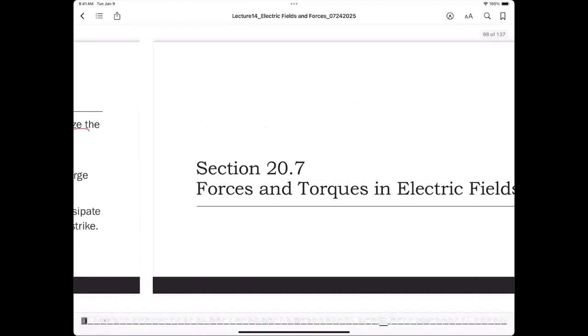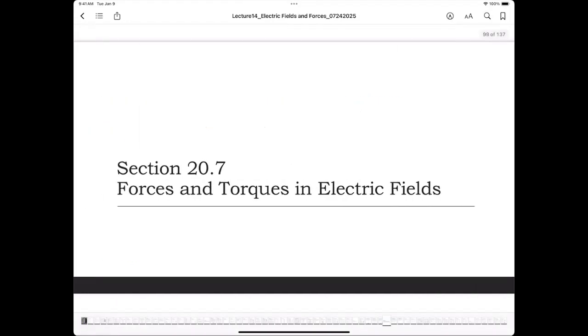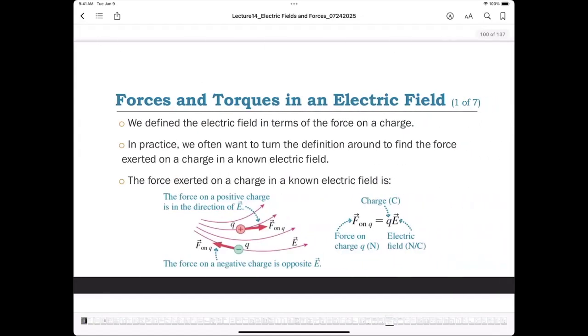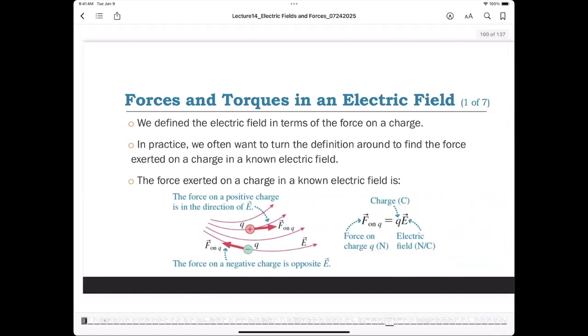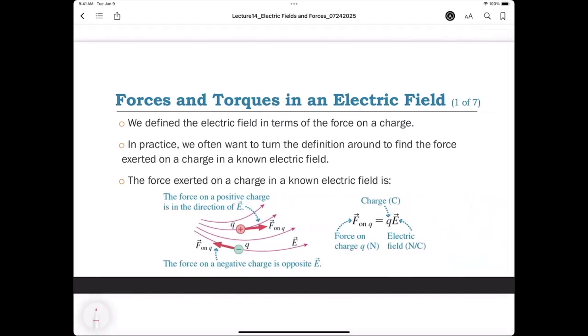Okay. Let's continue to talk about the forces and the torques in electric fields. We define the electric field in terms of the force on a charge. In practice, we often want to turn the definition around to find the force exerted on a charge in a known electric field. The force on a positive charge is in the direction of E.